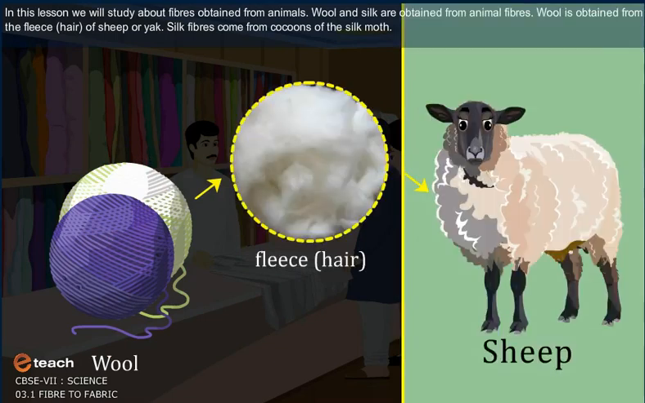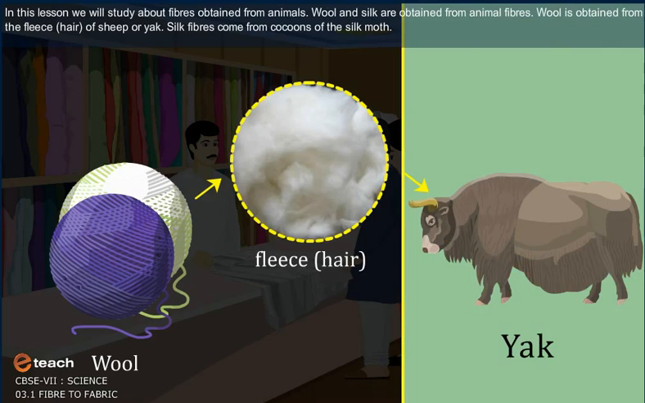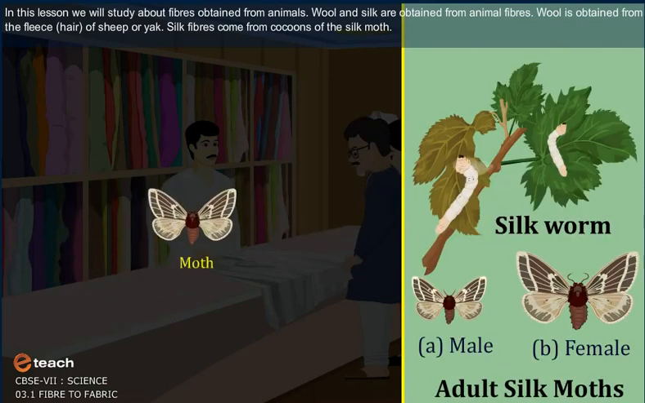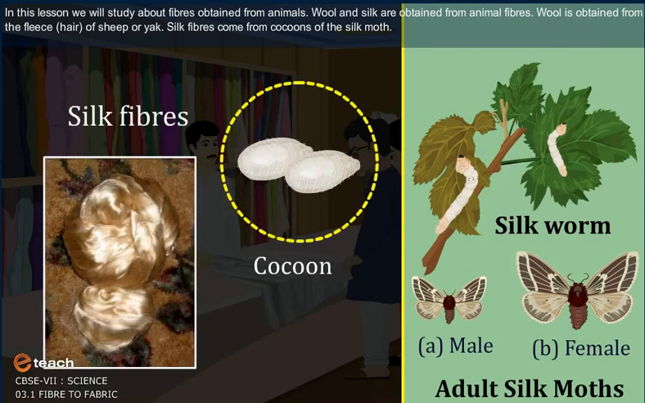Wool is obtained from the fleece, hair of sheep or yak. Silk fibers come from cocoons of the silk moth.